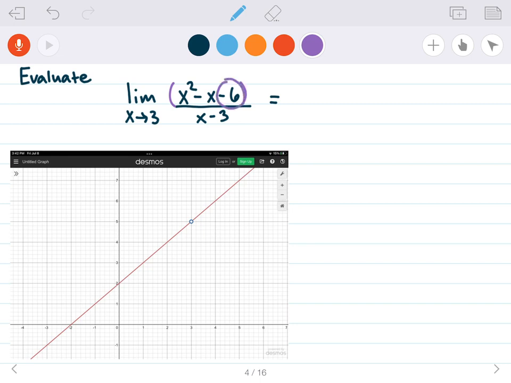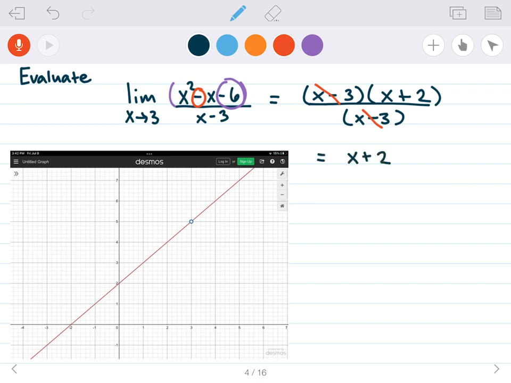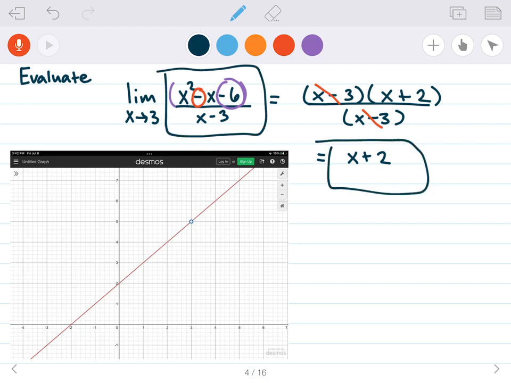We look at the last term, and we say to ourselves, what two numbers multiply to -6 but add to -1? That's going to be x minus 3 and x plus 2. So we can factor the top, and the bottom is just x minus 3. Now we can see that we call it removable because these factors can cancel. And so we're just left with x plus 2. So this function is the same function as x plus 2, but the one that doesn't cancel the x minus 3 has a hole right there.